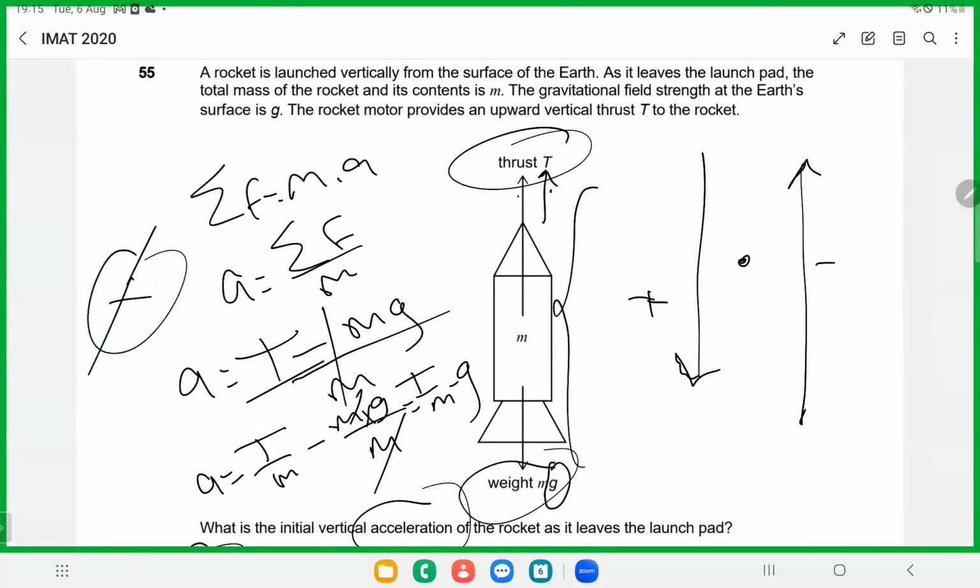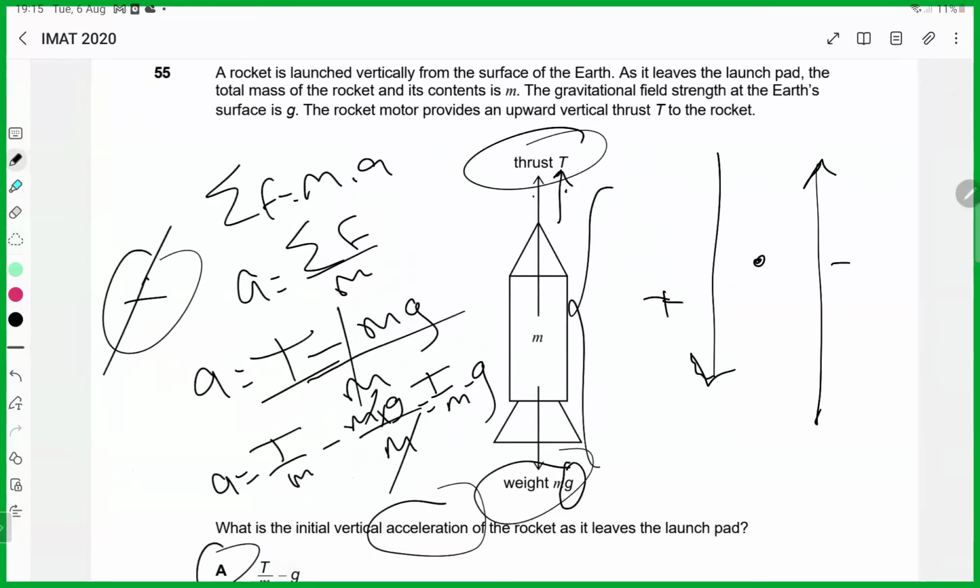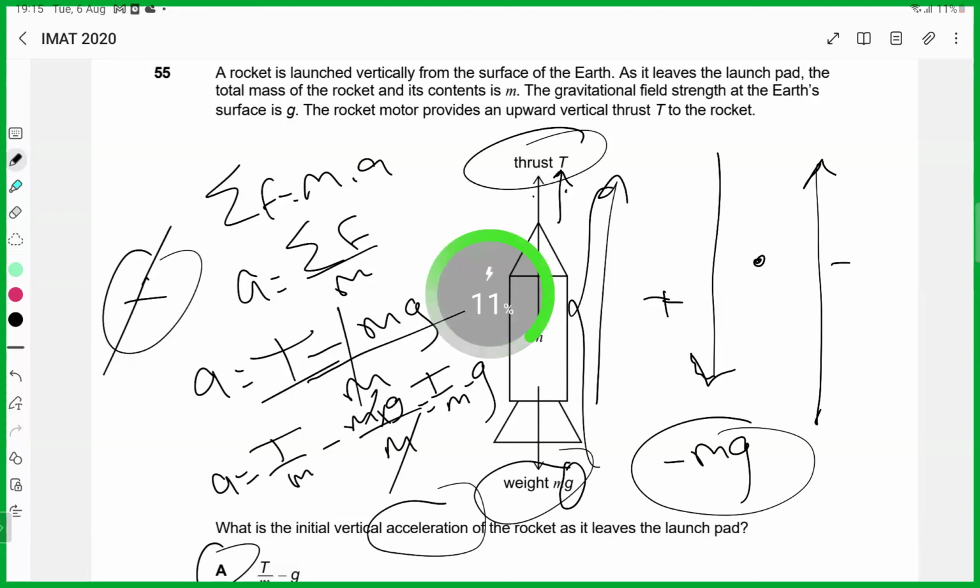Since the weight has the gravity, the sign of the weight must be minus mg. Because the rocket is going upward, however, the earthly gravity is always downward, always takes us downward. So we have a difference in direction, and by this we have a minus mg. According to the second law of Newton, we know that Newton has three laws.